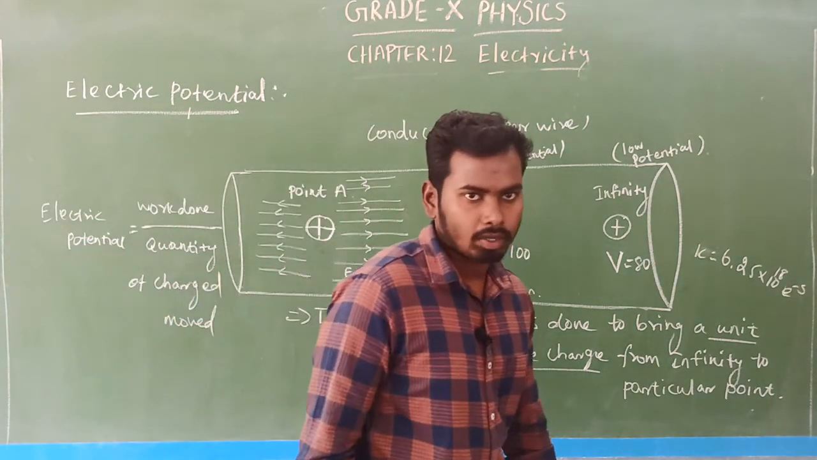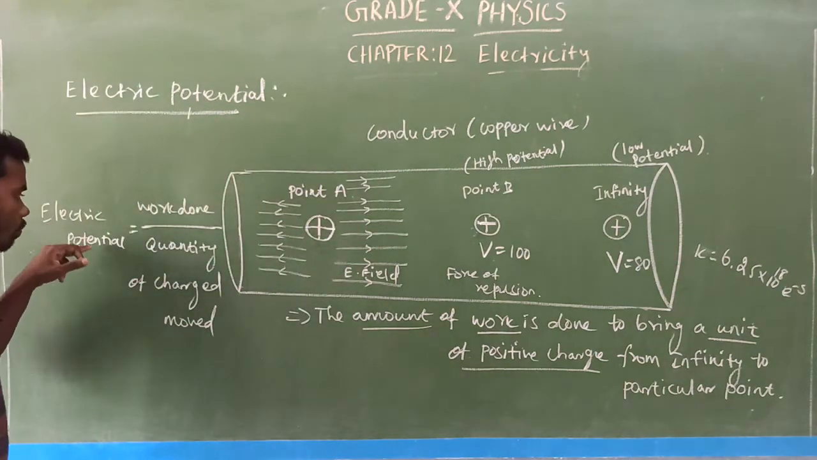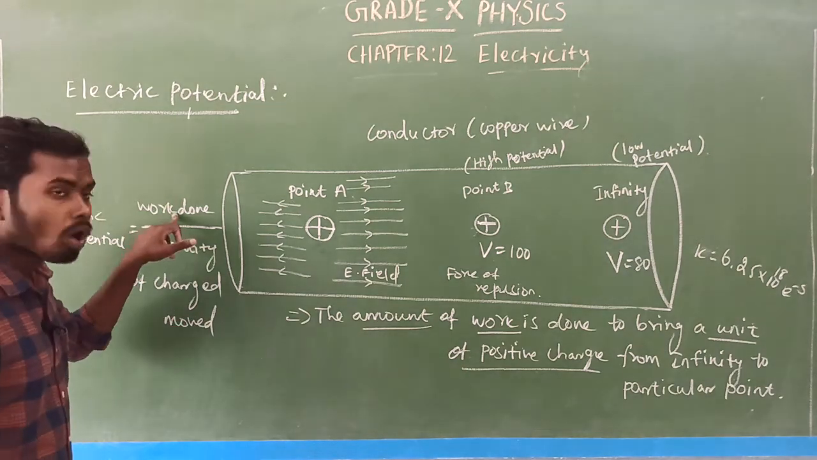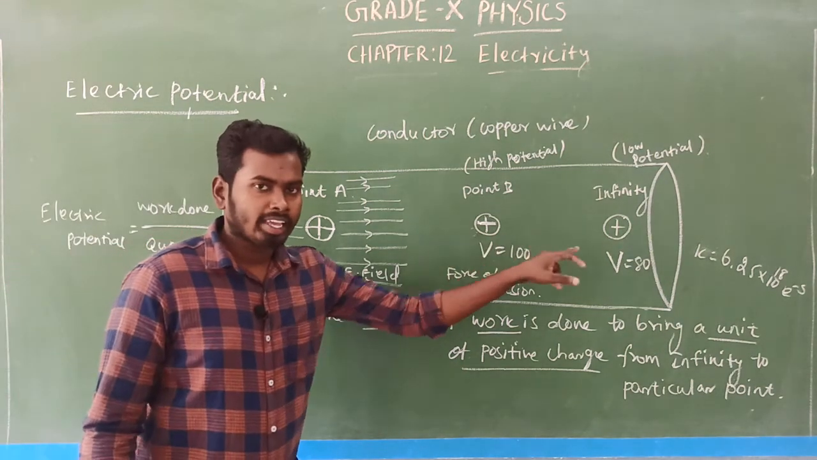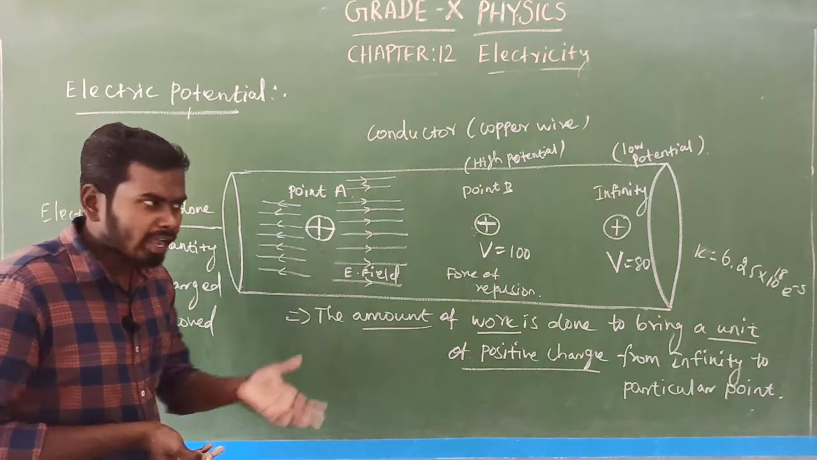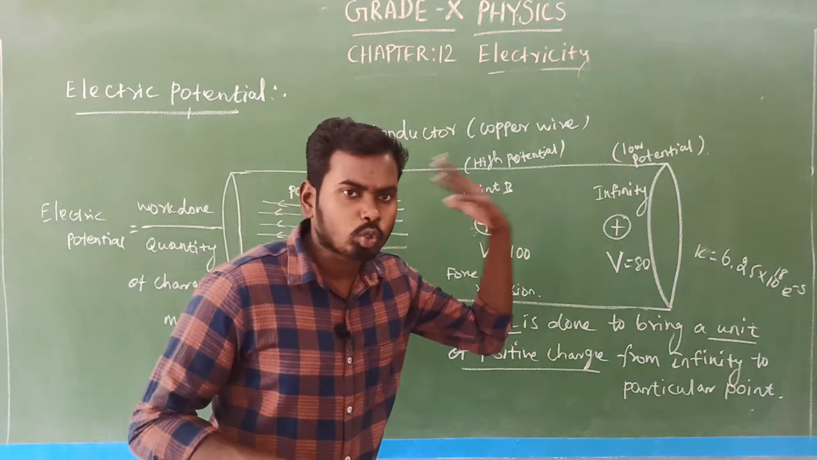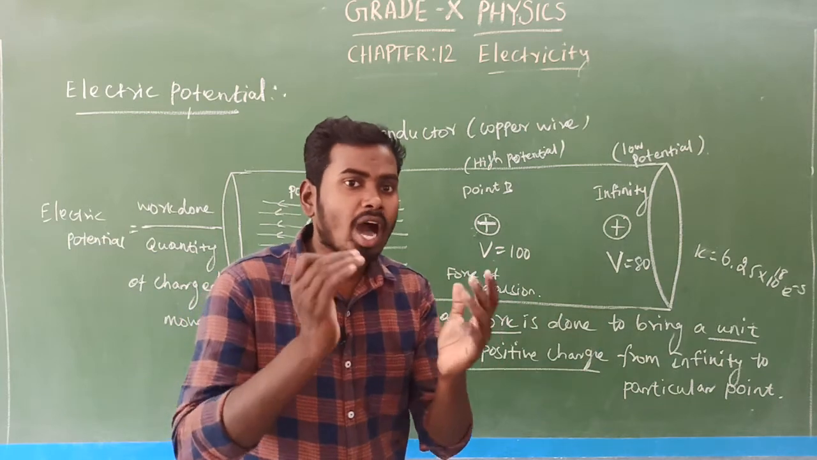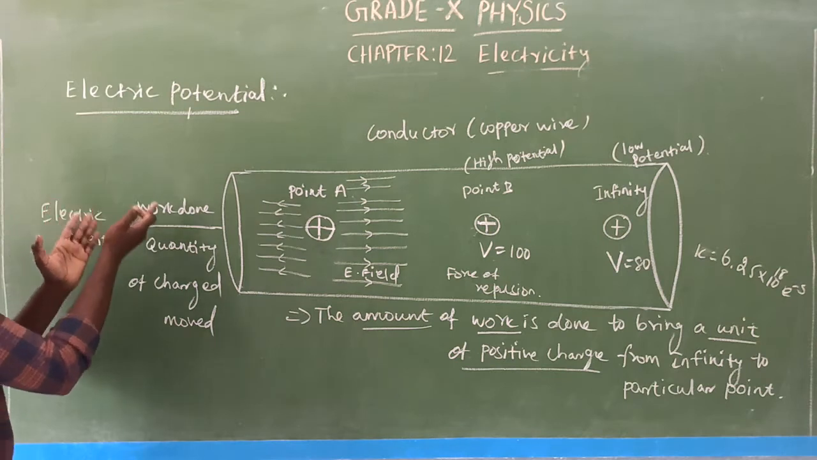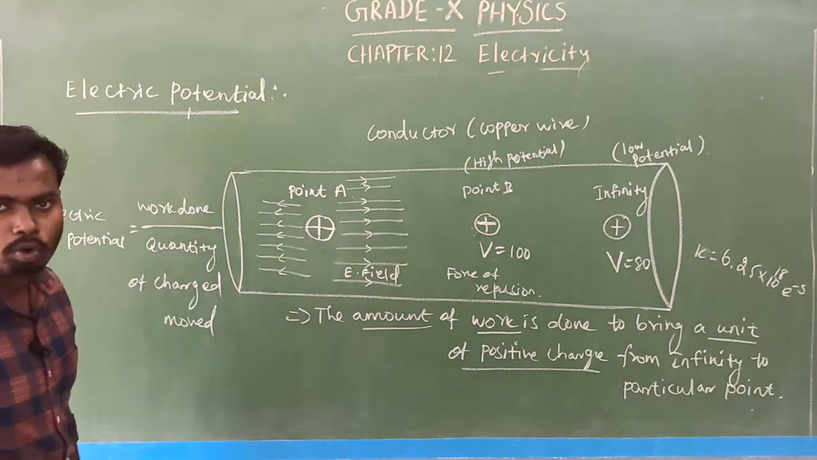That is a formula. Okay, look at here. Electric potential is equal to work done. Here work is done. So work done divided by the amount of charge moved. Okay, it can be 1 coulomb, 2 coulomb, whatever it is. How much amount of charge is moved from infinity to that point? That ratio is called electric potential.